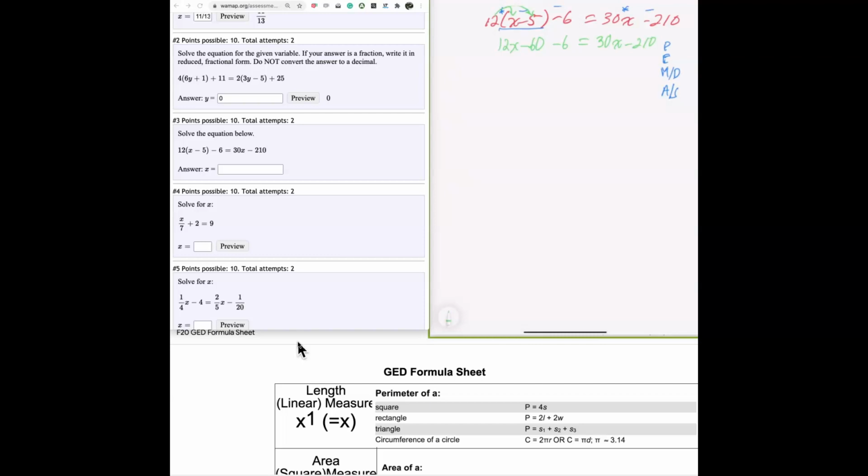All right, so next step is to combine negative 60 with negative 6, and that's going to give us a lot of negativity. It's negative 66. So the signs are the same, just keep that negative sign. 12x is 12x. And that's going to be equal to 30x minus 210. Okay. So what we want to do now is move all the constants, all the numbers to the right side of the equation, and move all the variables, all the x's to the left.